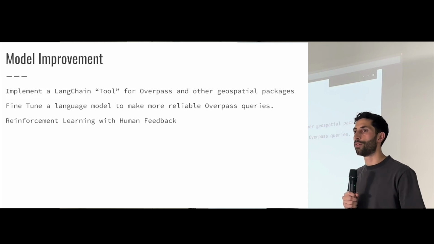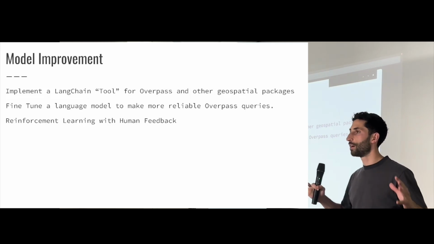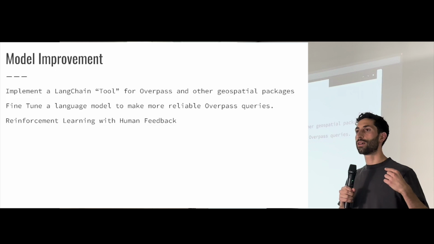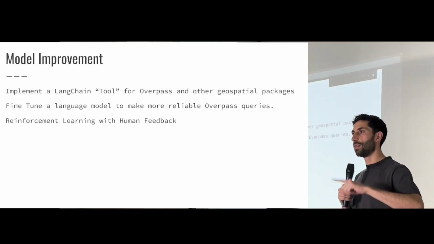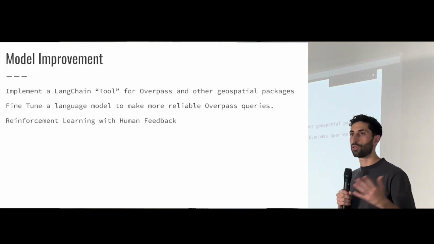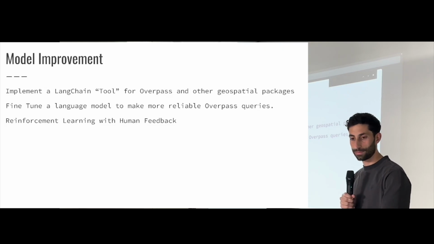And also try reinforcement learning with human feedback on the entire task, so that the entire chain can be scored. We can score the plan, the Overpass query result, and then the post-processing. And these are all parts that can be scored.